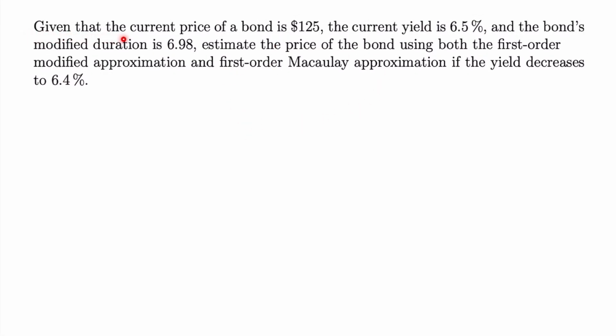We are given that the current price of a bond is $125, the current yield is 6.5%, and the bond's modified duration is 6.98. Estimate the price of the bond using both the first order modified approximation and first order Macaulay approximation if the yield decreases to 6.4%.